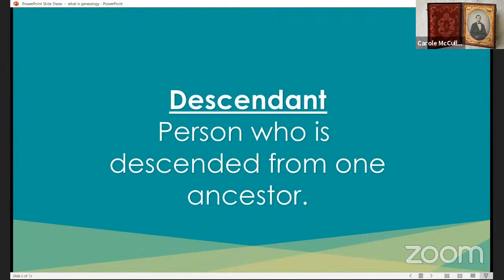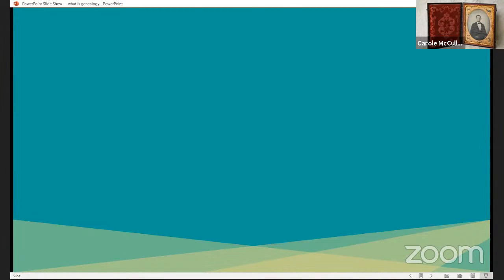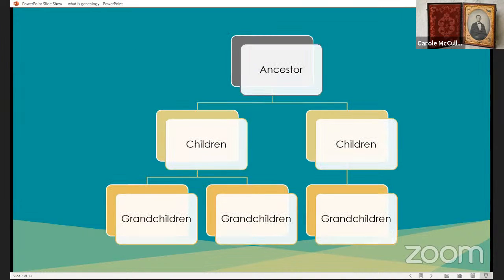A descendant is a person who is descended from one ancestor. Let's have a look at an example there. One of your ancestors may have had 2 children. Each of those children may have had 1 or 2 children themselves. So these are the descendants of the ancestors.